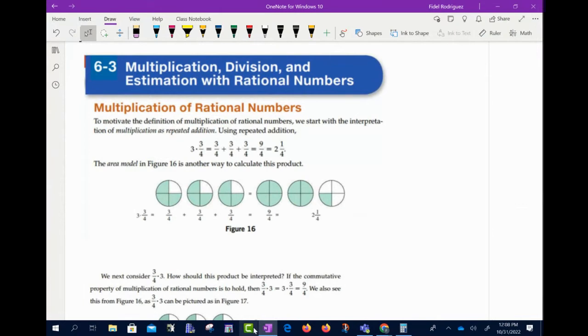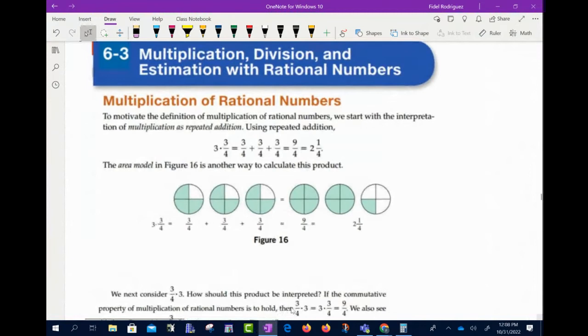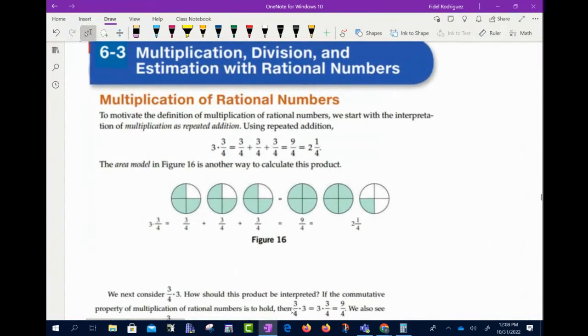Okay, so the idea, again, what does multiplying mean, y'all? Multiplying means that we are adding repeatedly, okay? So if you notice right here, it says multiplication as a repeated addition. So what does 3 times 3/4 mean? It means we have 3/4 plus 3/4 plus 3/4, which is the same thing as 9/4 or 2 1/4. So if you notice here, 3 times 3/4, we're taking the fraction 3/4.